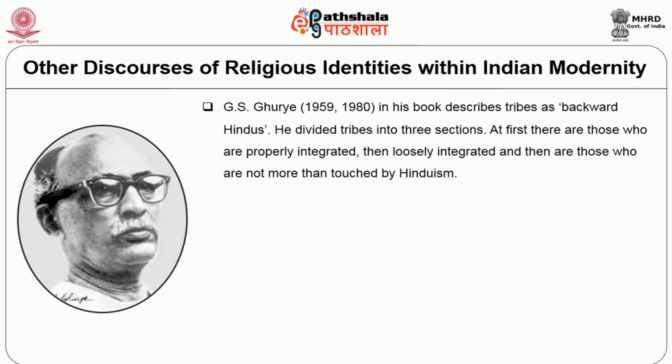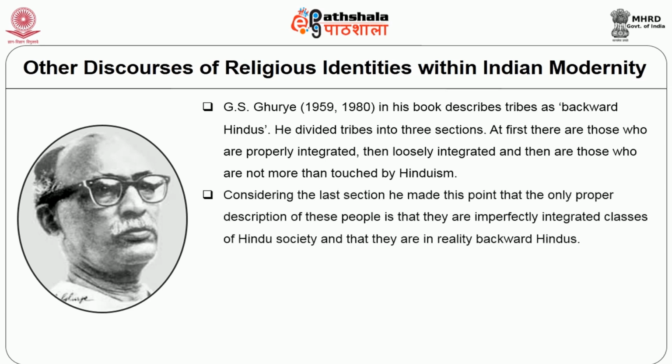G.S. Ghurye in his book describes tribes as backward Hindus. He divided tribes into three sections. At first are those who are properly integrated, then loosely integrated, and then those who have not merely been touched by Hinduism. Considering the last section, he made the point that the only proper description of these people is that they are imperfectly integrated classes of Hindu society, and that they are really backward Hindus.